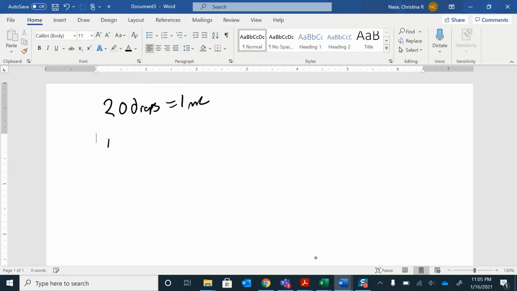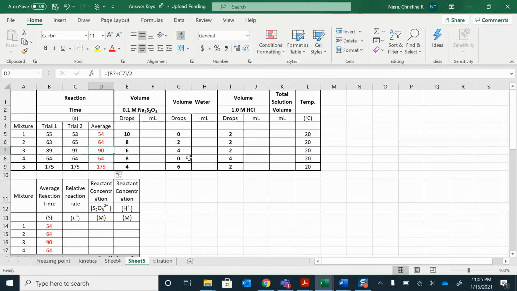So in the first step, I have 10 drops, and there are 20 drops in 1 milliliter. So that's going to give me 0.5 mL. Basically all I have to do is take the number of drops and divide it by 20, and that's how I'll convert to milliliters. If I do that in Excel, it's nice and easy. I can just say equals, click on that cell, divide it by 20. I'm going to just drag it down to make it quicker. So those are my volumes in milliliters.